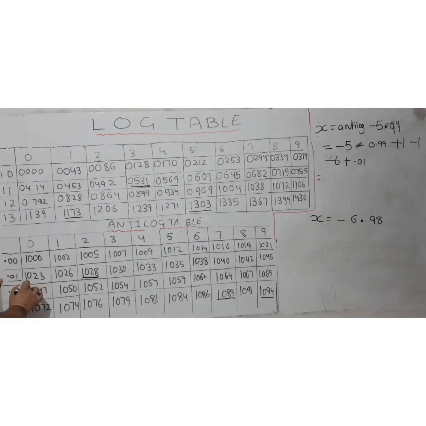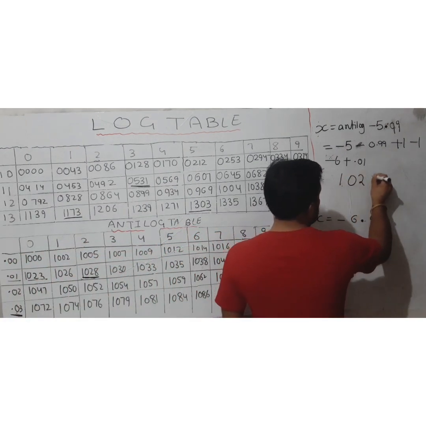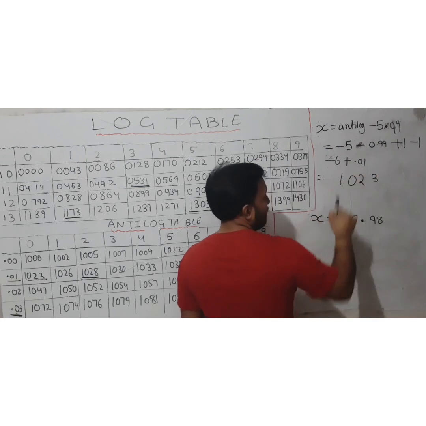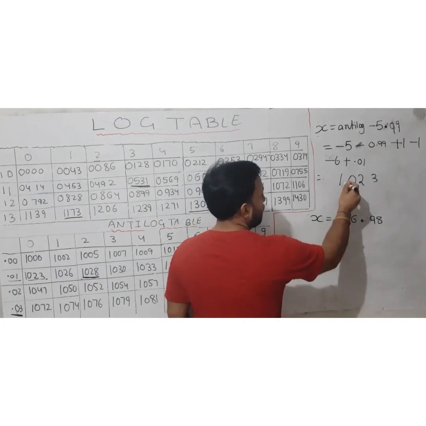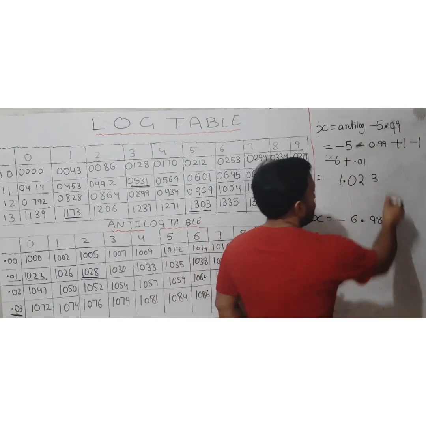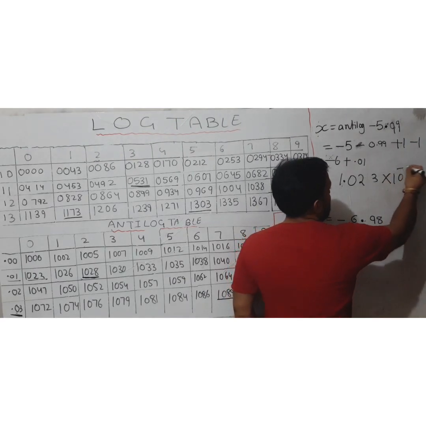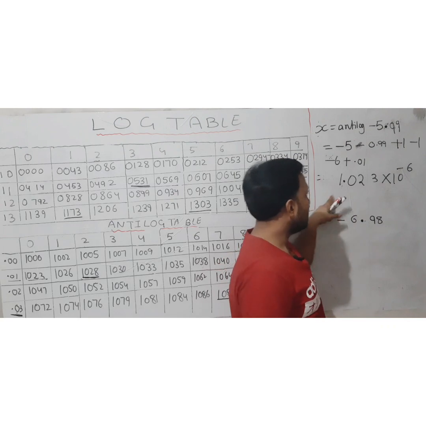0.01 in 0 is 1023. You can see that 0.01 in 0 becomes 1023. So our value is 1023. Before the decimal there is no value, it means 0. So 0 plus 1 becomes 1. So after the 1 place you can put the decimal. Whatever the value is in negative, you will make it a power of 10 in negative, that is 10 raised to the power minus 6. So that is how you can calculate.